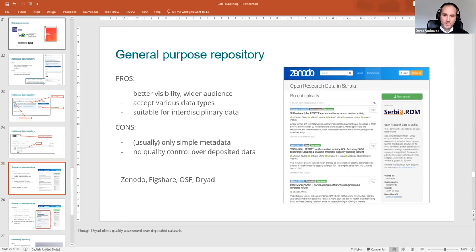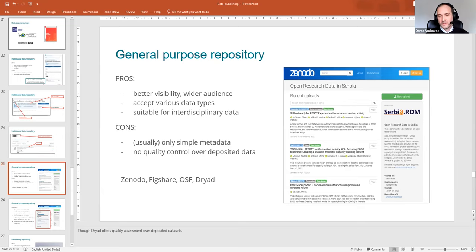And also some platforms like Zenodo or Figshare also provide examples and solutions to deposit other things, not just data sets, not just data, but also software code and other documentation and also articles, and also they can be connected with other services, for example with GitHub.